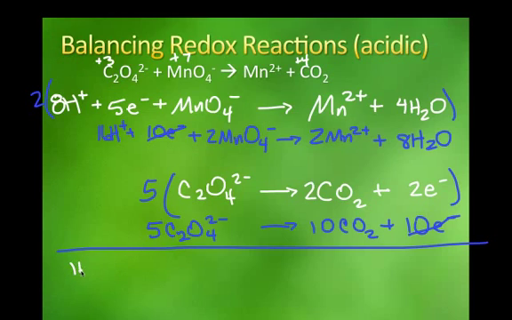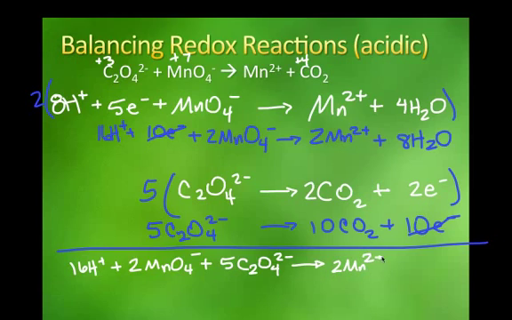So 16 hydrogens. Electrons are gone. Then 2 permanganate, and then 5 oxalate ions. So looks like our mole ratio here is 2 to 5. That's going to be important in the titration, because you have to have the 2 to 5 ratio. All right, then 2 manganese ions, plus 8 waters, and then carbon, 10 CO2s. Whew, we barely squeezed that all in.